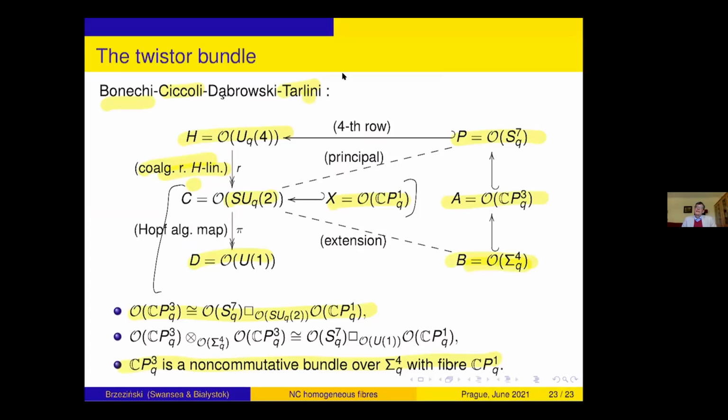I see what you mean. No, so UQ4 acts on P on the right. So it's a left version of a, so this part proven by Bonecki, Ciccoli, Dąbrowski, Tallini, it's a left version of a Hopf-Galois extension. Okay, not the right coaction, but the left coaction, which in fact is equivalent because of the bijectivity of the antipode. You can move from the left to the right quite easily. Okay, so I can think about it as well. Yeah, it would be on the right. Okay.